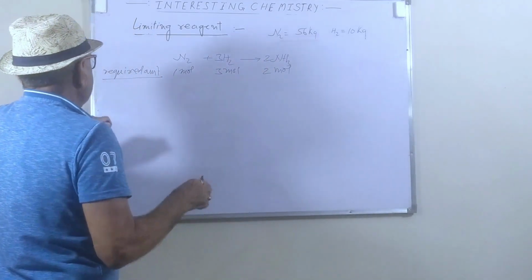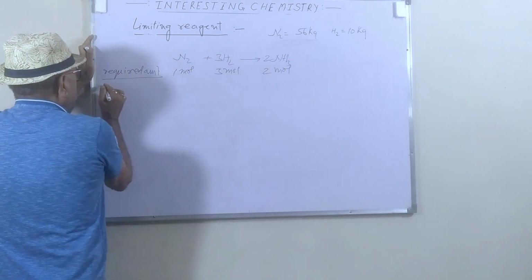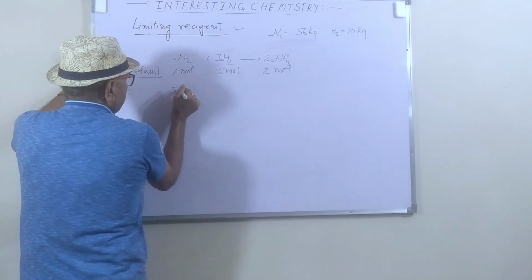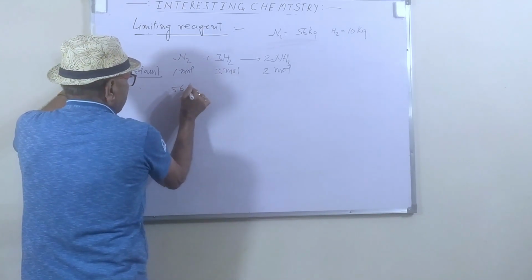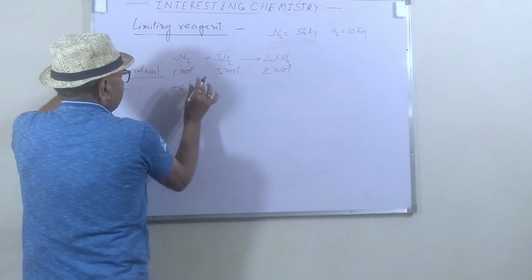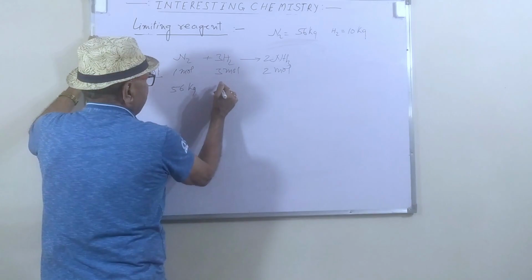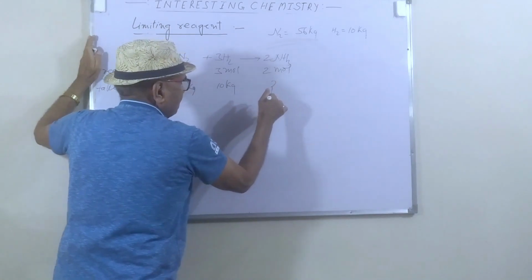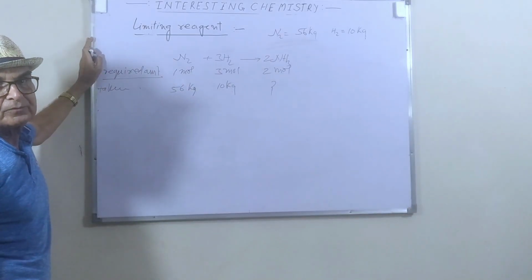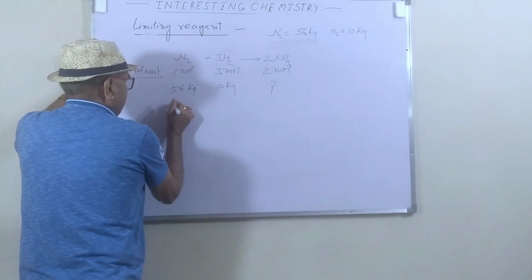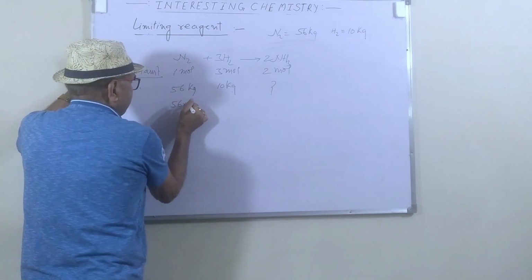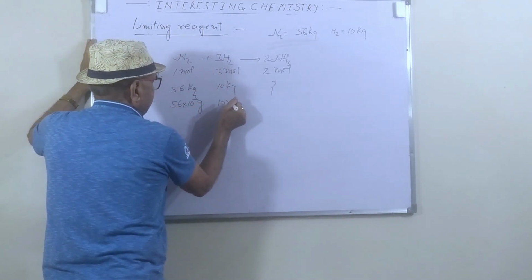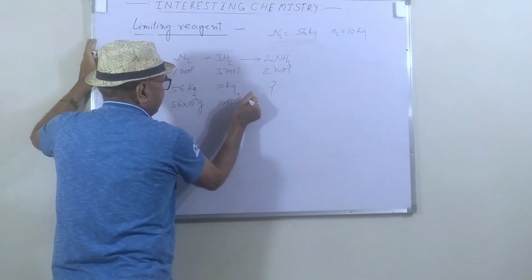Now you have the taken amount. Suppose the taken amount here is 56 kg of nitrogen and 10 kg of hydrogen. What will be the amount of ammonia formed? That is the question. Now I have given 56 into 10 raised to the power 3 gram and 10 into 10 raised to the power 3 gram.